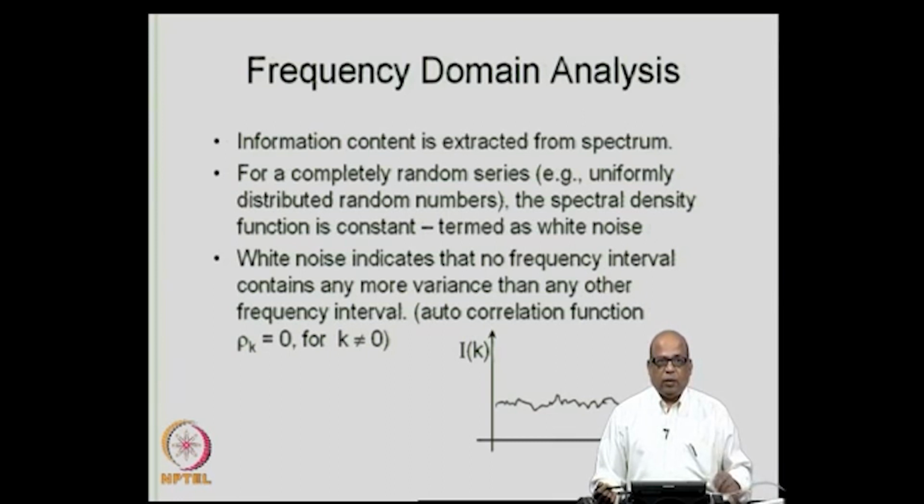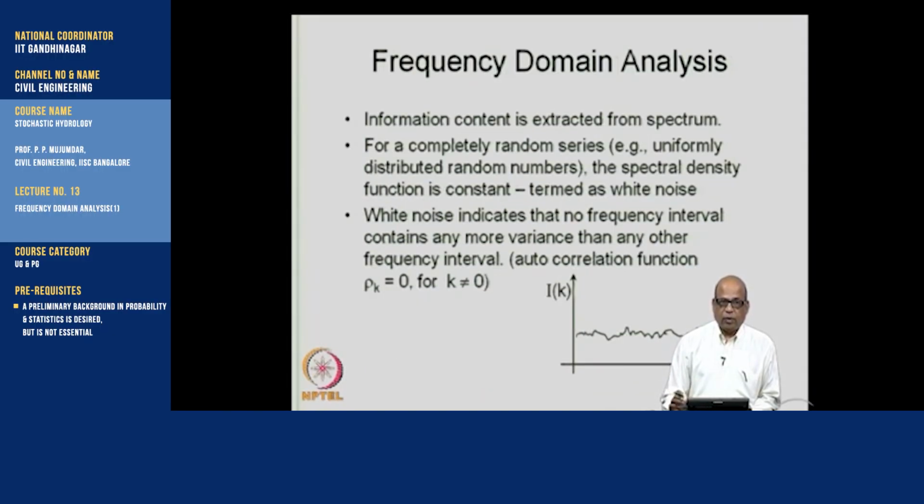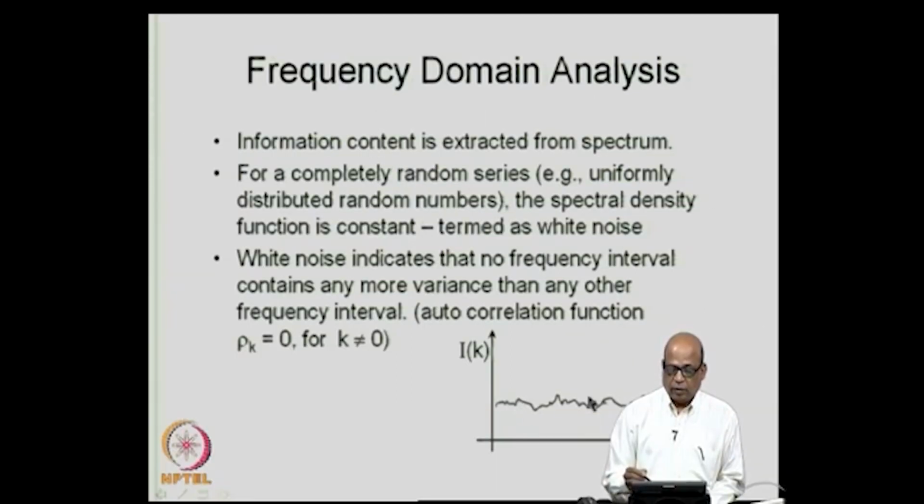Now, in the frequency domain analysis, the information is extracted from the frequency domain, that is, from the spectrum. Let us say you have a completely random sequence. For example, you generate using your calculator a series of uniformly distributed random numbers in the interval 0 to 1, and you plot the spectral density. For a completely random sequence, you will see that the spectrum oscillates like this. That means you are unable to get any particular peaks in the spectrum.